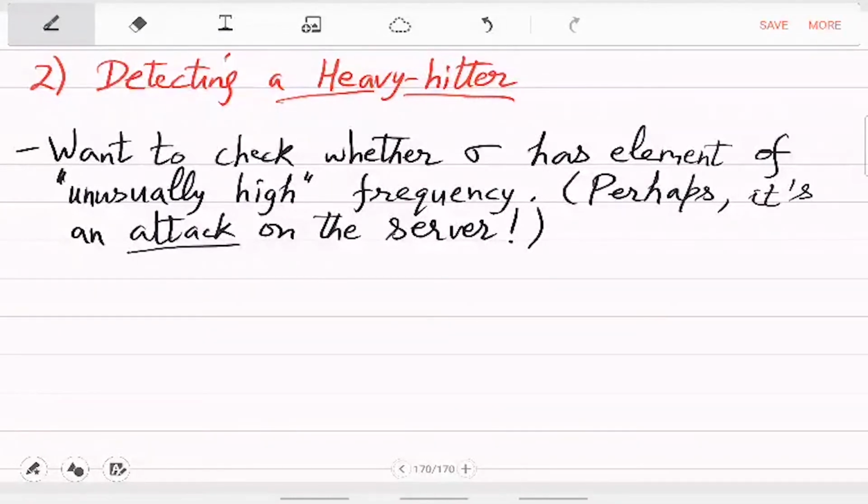I mean, when you have a server and a client and many clients are making a request, this algorithm can be seen as a way to detect whether one client is sending too much data, too many requests compared to other clients. Okay, so then you can decide to just ban that client. So this client is called a heavy hitter. How do you detect a heavy hitter?